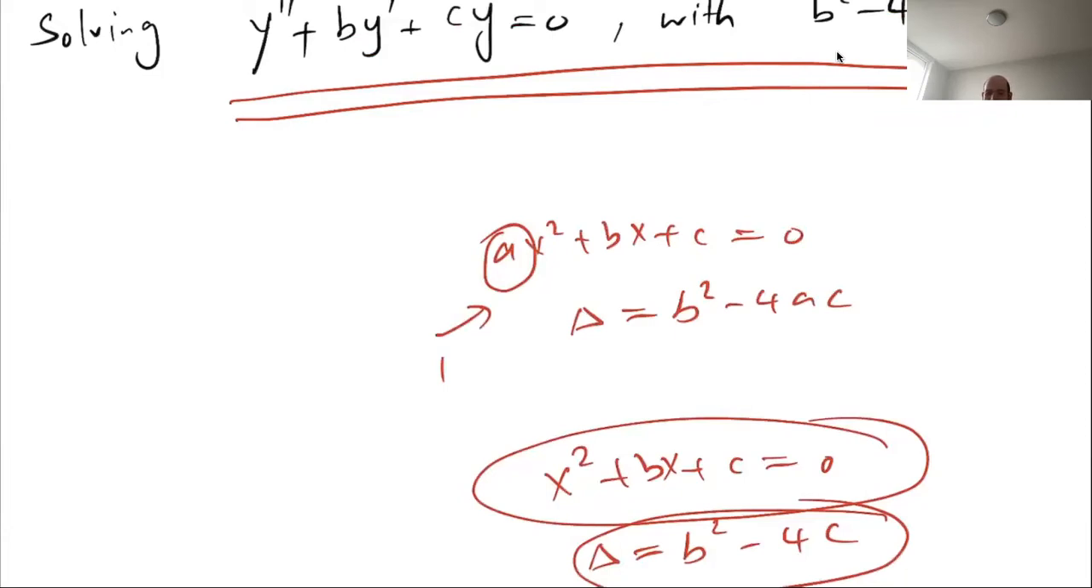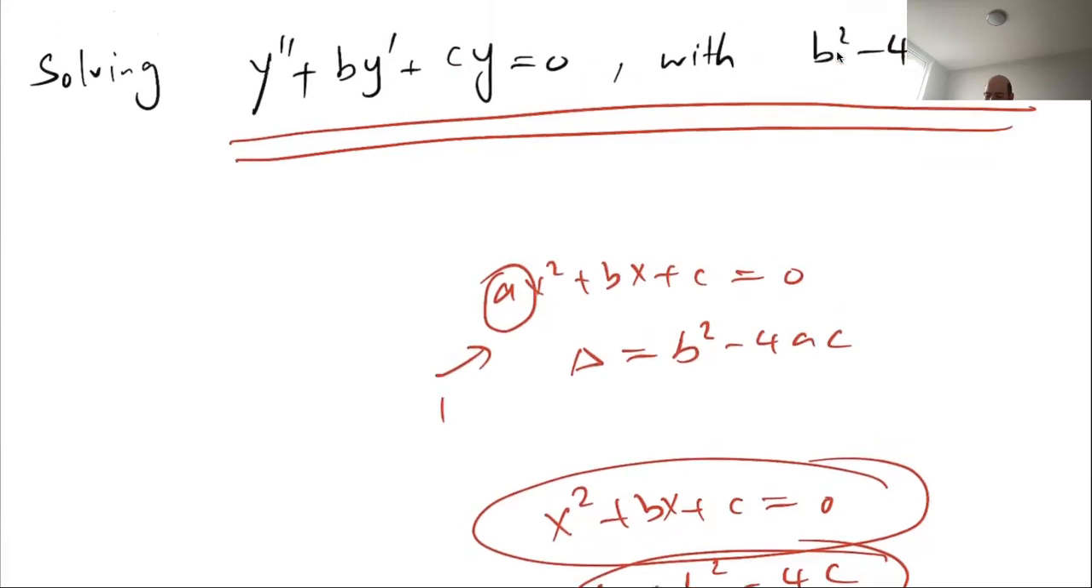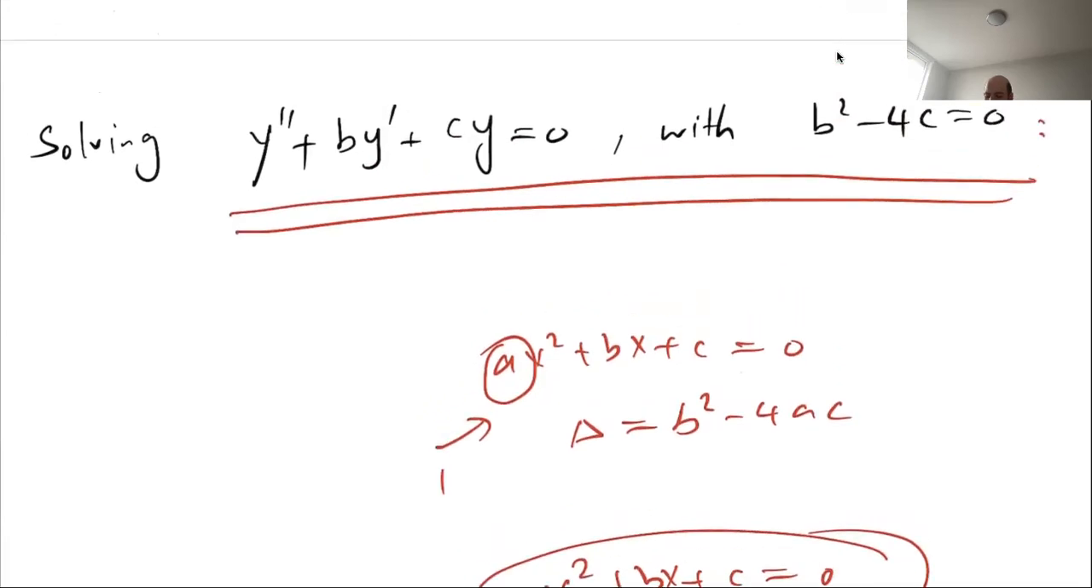So right now we want to start with the case where the discriminant is zero. We assume the discriminant is zero. And after that, we'll consider the cases where the discriminant is positive or negative. We'll solve all those cases and find the solution in all those possibilities. So let's start with assuming that the discriminant b squared minus 4c is zero, and let's see how we can find the solution.